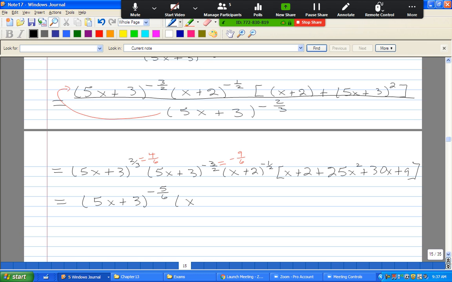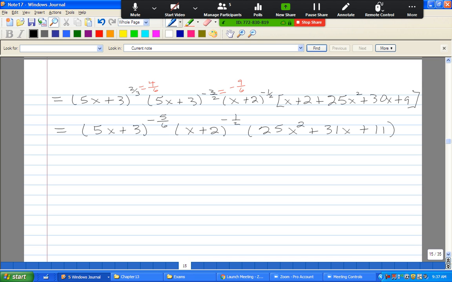And I still have x plus 2 to the negative 1/2. Combining like terms, I have 25x squared, 30x plus x is 31x, plus 2 plus 9 is 11. Okay, so let me bring these down to the denominator, since those have a negative exponent. So I have 25x squared plus 31x plus 11.